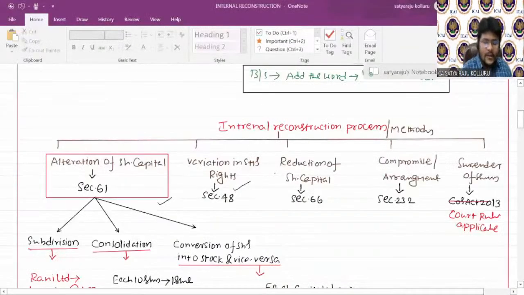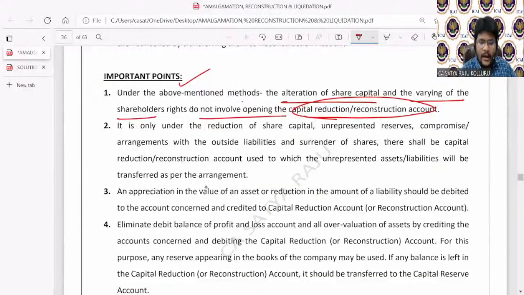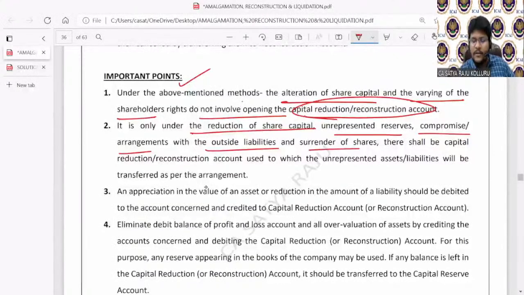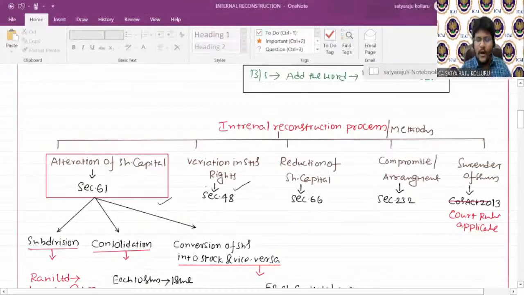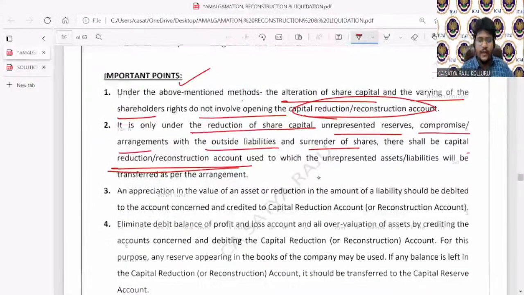That's why in these two schemes of internal reconstruction, as per section 61 and section 48, no capital reduction account or reconstruction account is going to occur. It is only under reduction of share capital, unrepresented reserves, compromise or arrangements with outside liabilities, and surrender of shares that we use a capital reduction or reconstruction account. We already saw that in case of compromise or arrangement we use the reconstruction account, and in case of reduction of share capital we also use the reconstruction account.